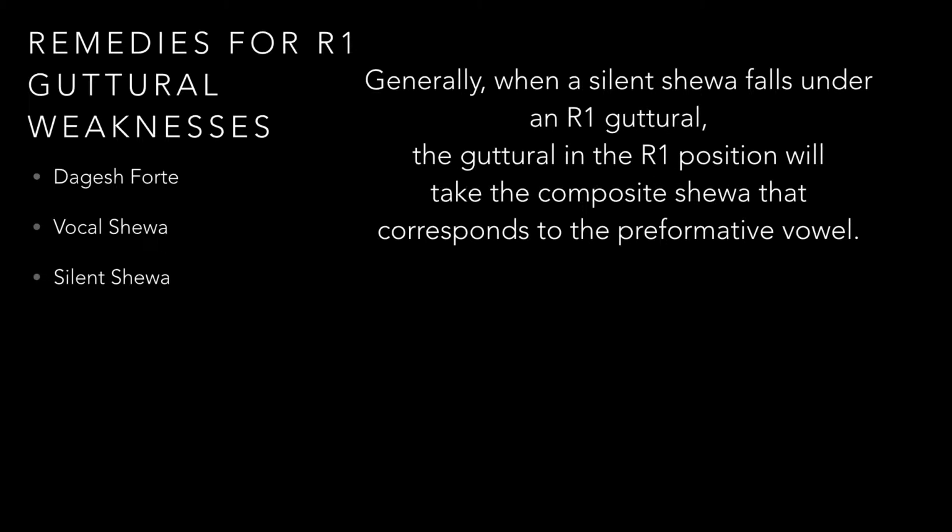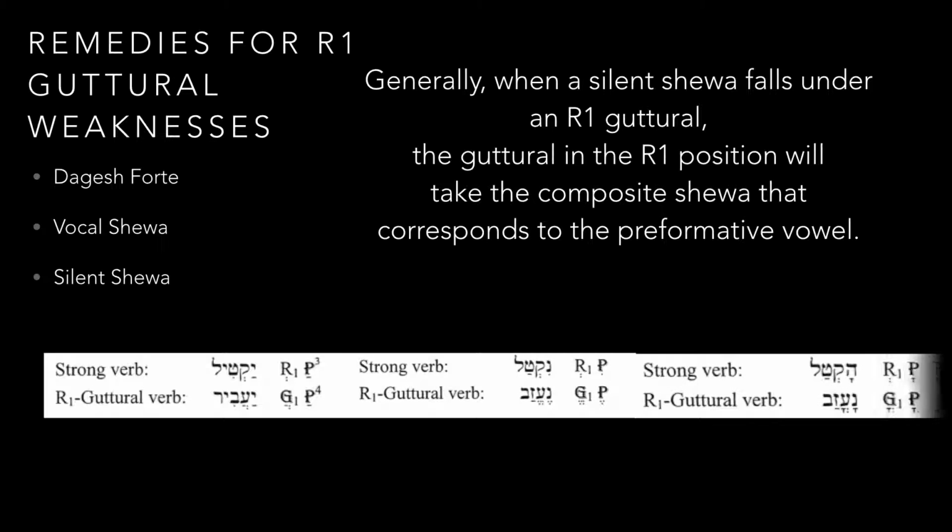So there's that one. And then with the silent schwa issue, this is going to be the one that starts to get a little messy for us, particularly in the Qal. But generally, if a silent schwa falls under an R1 guttural, the guttural in the R1 position will take the composite schwa that corresponds to the preformative vowel. And so here are those listed out from the chapter. In the strong verb there with a patah under the preformative, if we get the R1 guttural, ya'avor, we're going to get the corresponding hataf patah because our preformative is a patah.